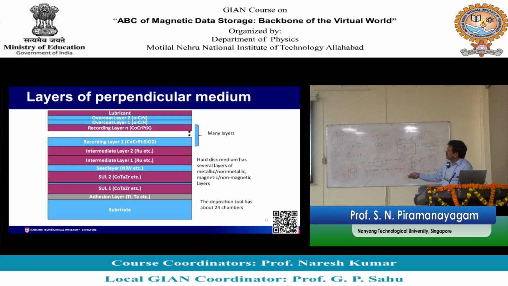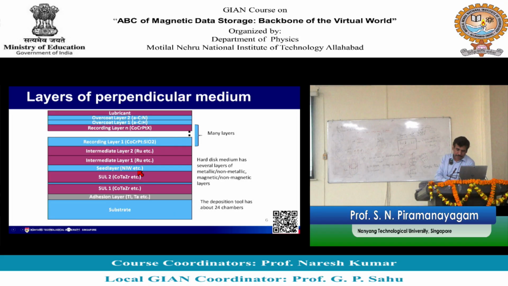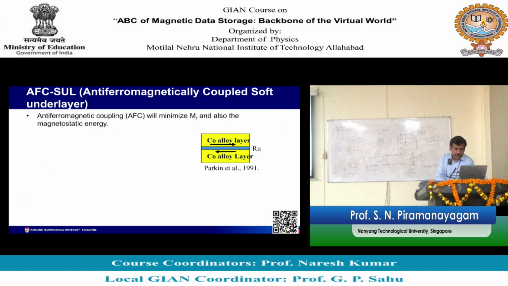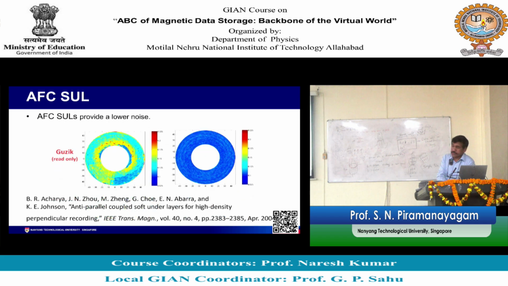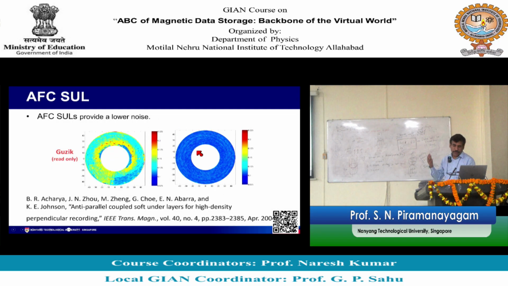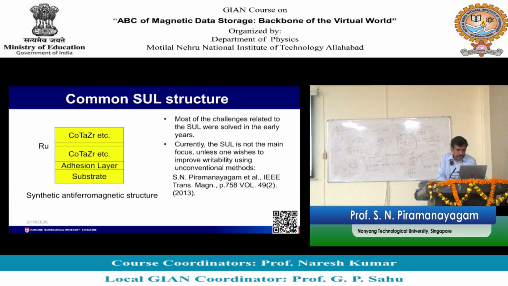Okay, so here you see 3 layers, right. This 3 layer design is called antiferromagnetically coupled soft underlayer. There you see the noise is very low, the blue range means the noise is very low. Okay. So, this was one way to solve the problem. Now you understand why the soft underlayer is not a single layer, but 3 layers. Let us skip this question, let us move on.